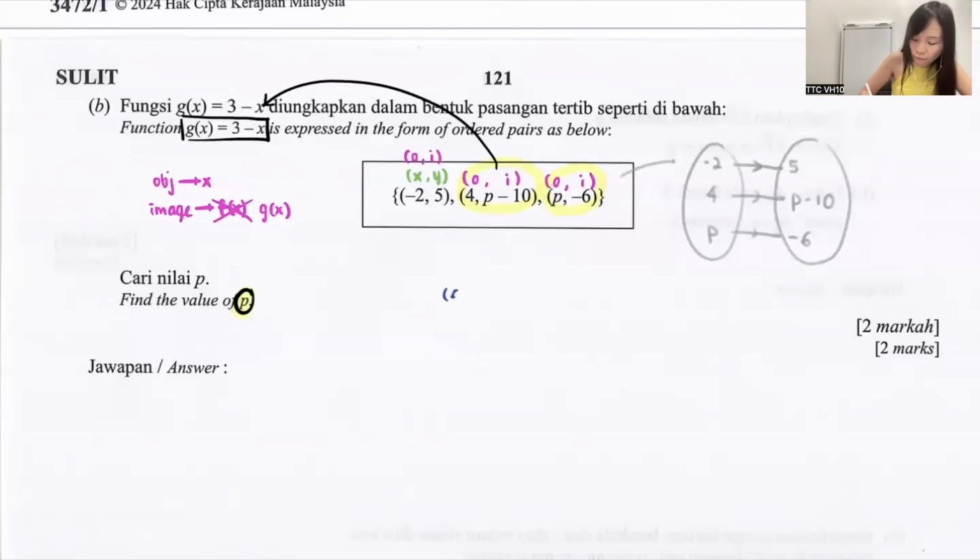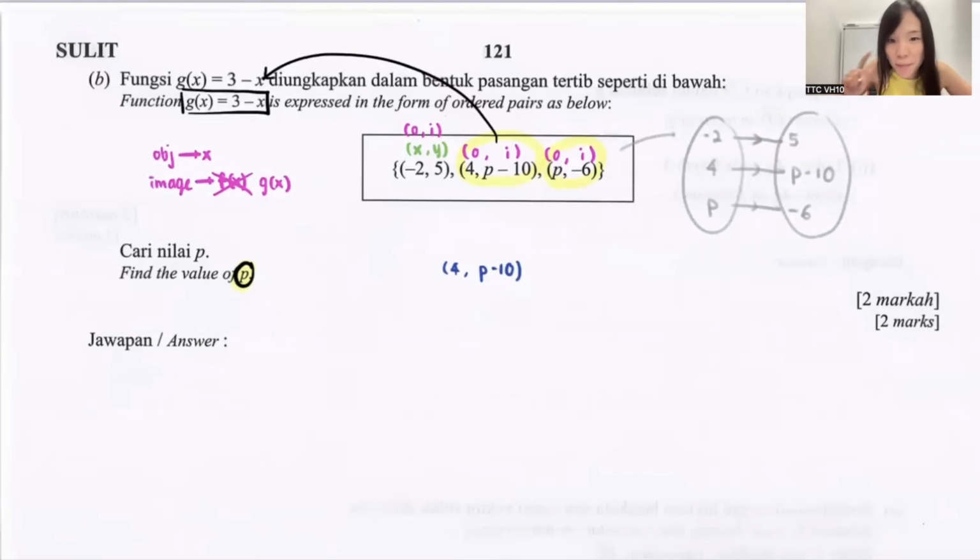So I use the first one, 4, comma, p minus 10. So 4 is the object. P minus 10 is the image. So when you combine and write them together, this is how you write: g(4) equals p minus 10. Why can you write like this, guys?